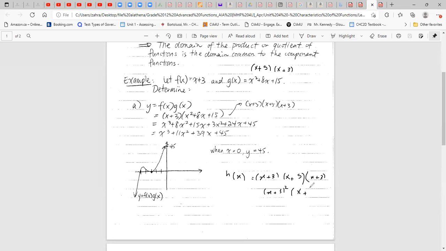So before we graph that, we know the degree is 3. The power of this is 2, the power here is 1, so the degree is 3. Leading coefficient is positive, so the ending behavior is going to be from here to here. I'm going to put the zeros first. The zero from this bracket is -3; you put this bracket equal to 0, you get -3. And here is -5. 1, 2, 3, 4, 5.